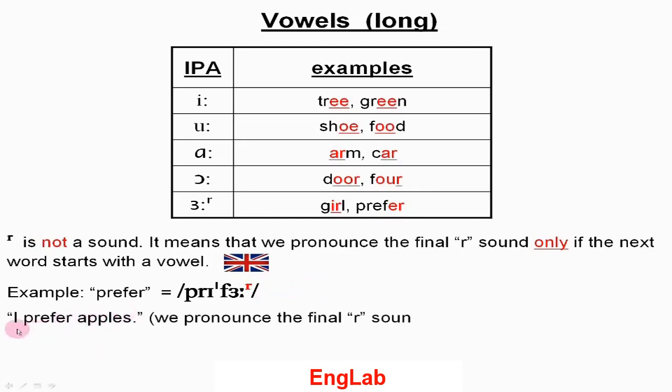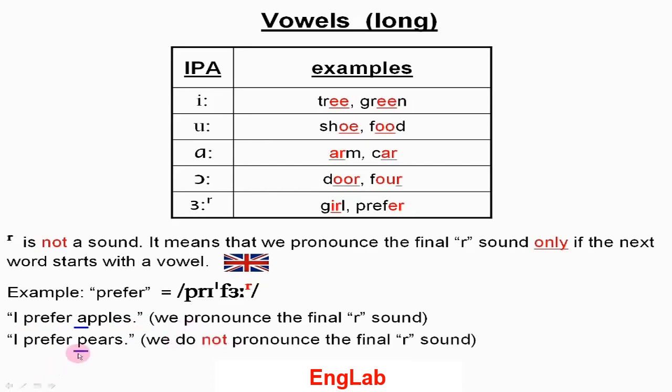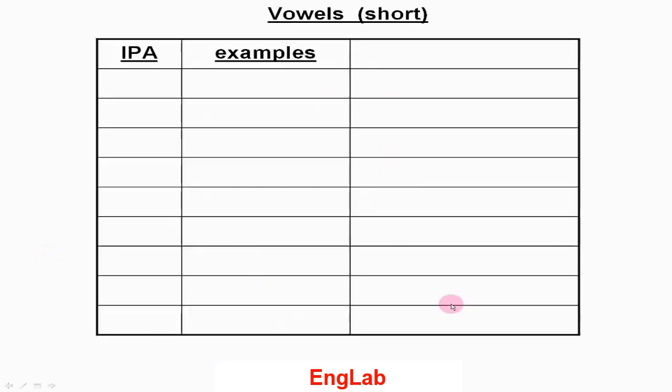So if we say I prefer apples, since the next word starts with a vowel sound, then we must pronounce the letter R. So listen, we say I prefer apples. But in the next word, okay, it starts with a consonant. And you see it's pronounced like I prefer pears.